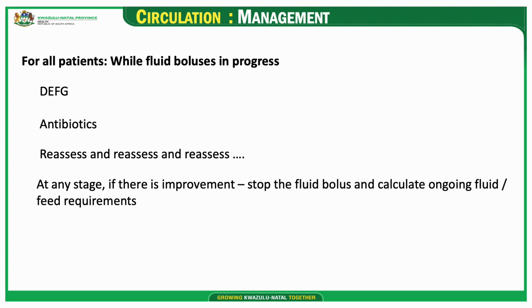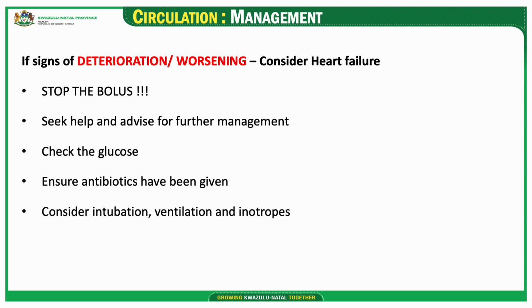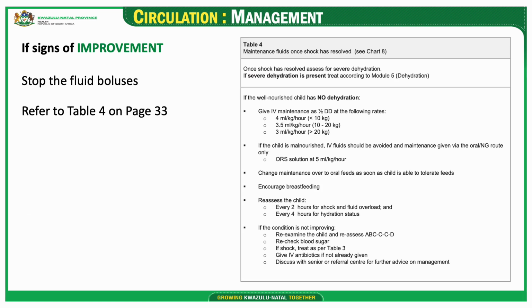If at any stage there's an improvement, you want to stop the fluid bolus and calculate ongoing fluid or feed requirements. If there's any signs of deterioration or worsening, we need to think about heart failure. Stop the fluid bolus. Seek help and advice. Check the glucose. Make sure that antibiotics went in and consider intubation, ventilation, and inotropes. And rethink the possible cause of the shock.